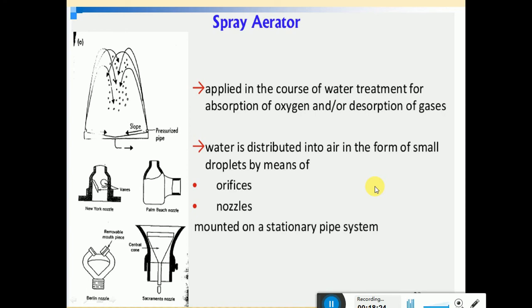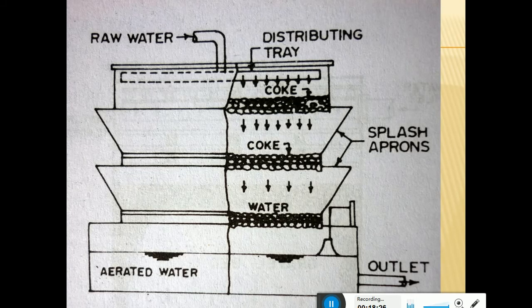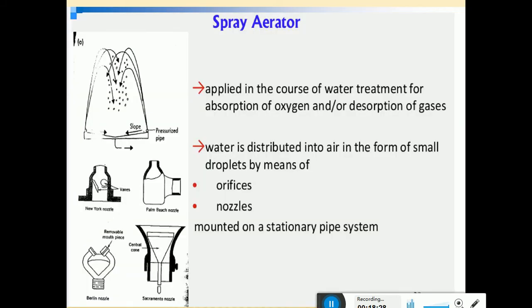So these are all natural types of aerators. So we have also the spray type of aerators. Here the air is applied in the course of water treatment for the absorption of oxygen and/or desorption of gases. You can see here a pressure pipe is placed at the bottom, from the tank, and through this the air is blown with pressure.